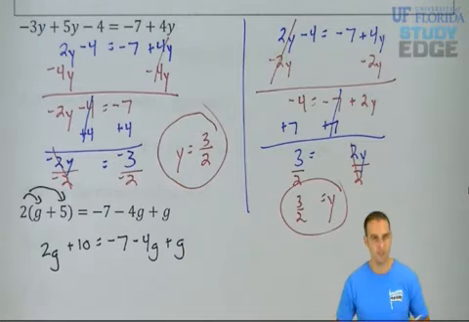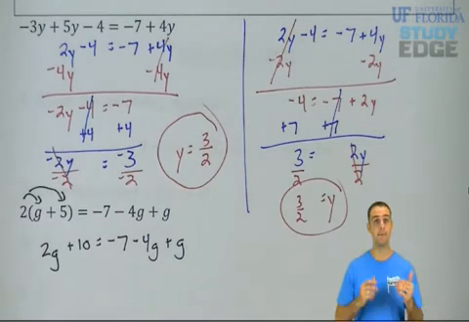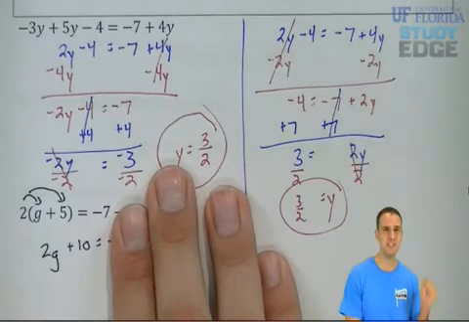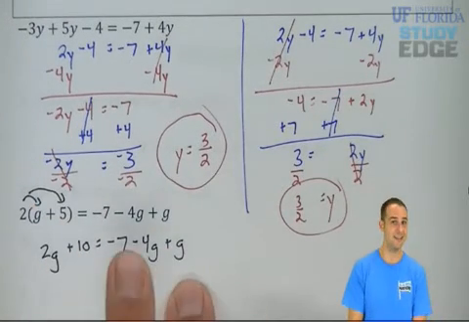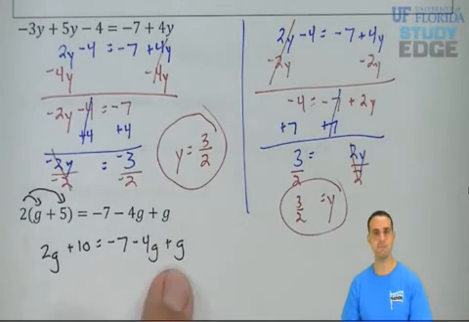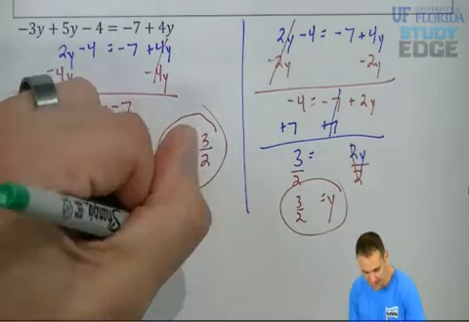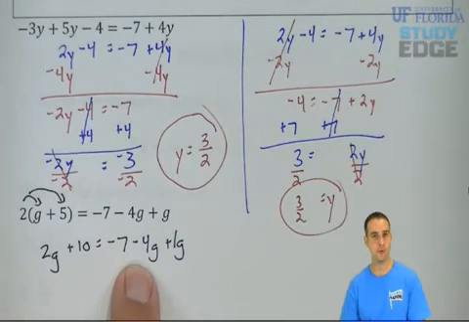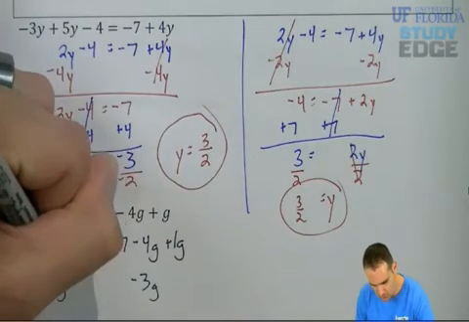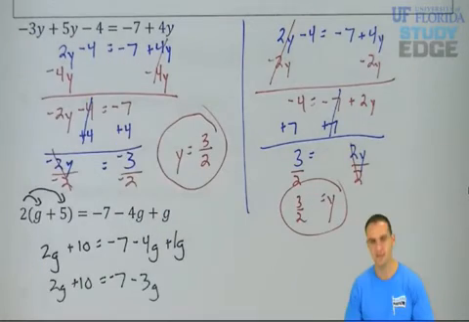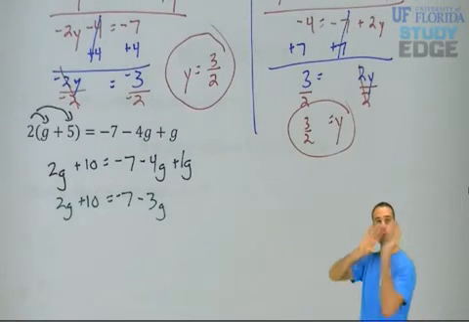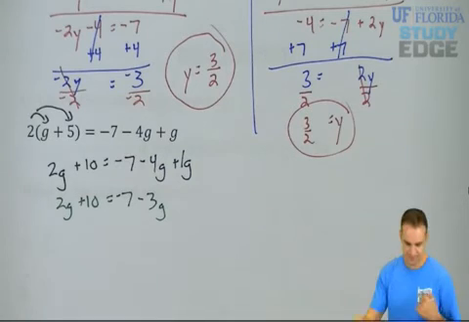Step 1, I distributed. Next, I combine like terms on each side of the equation. To the left, nothing to combine. To the right, negative 4G plus G. We can do that. Negative 4G plus, remember, what is G? That's 1G. Negative 4G plus 1G is negative 3G. 2G plus 10 equals negative 7 minus 3G. Now, I'll move my variables to one side, my numbers to the other, and divide if needed.